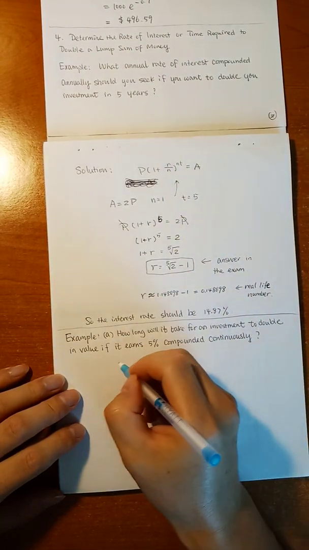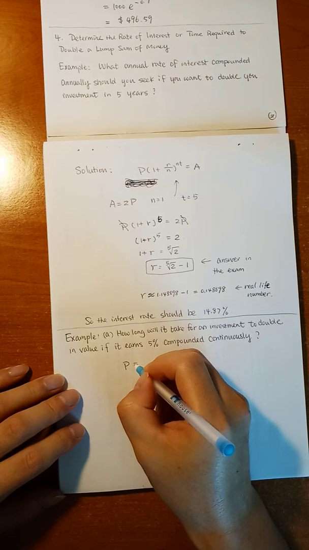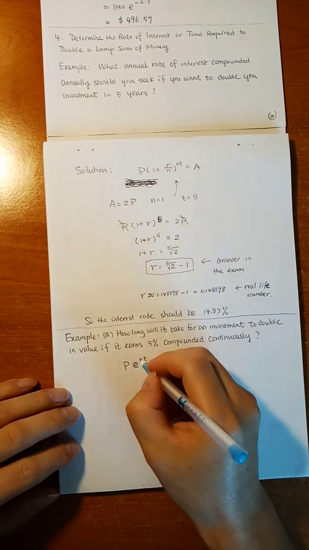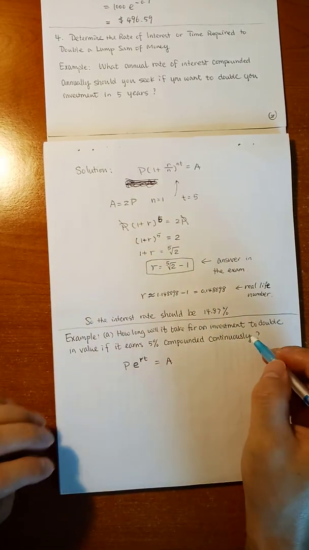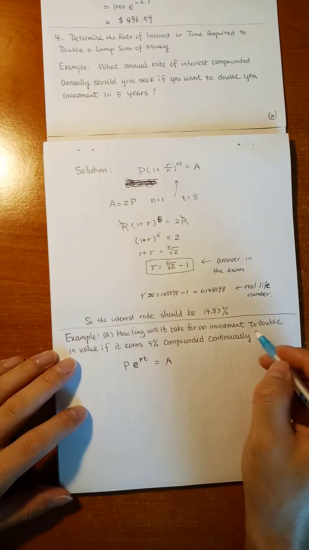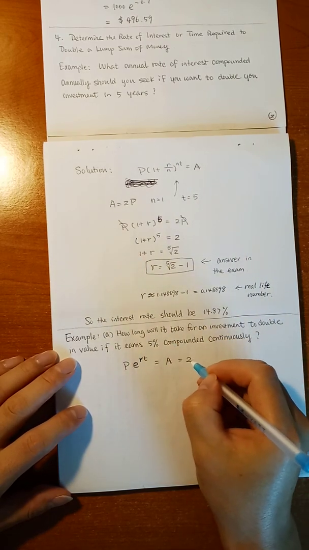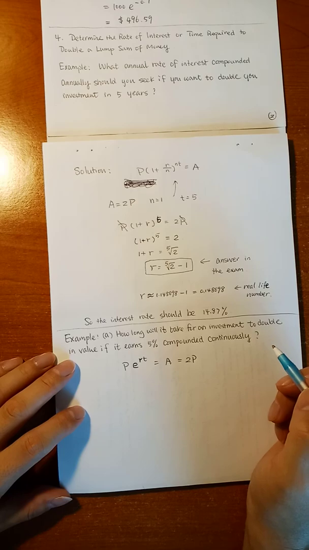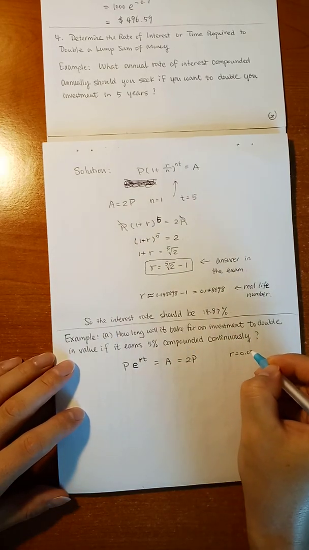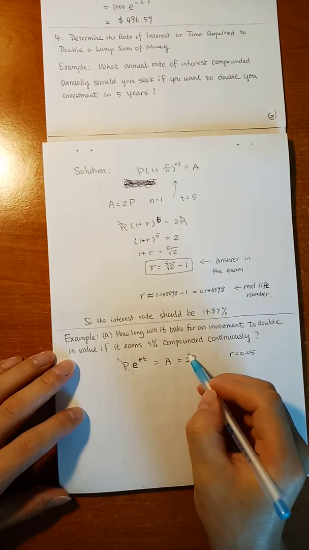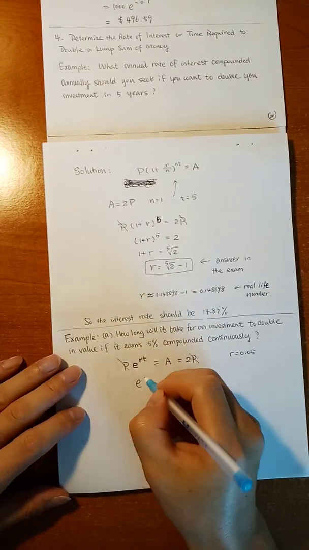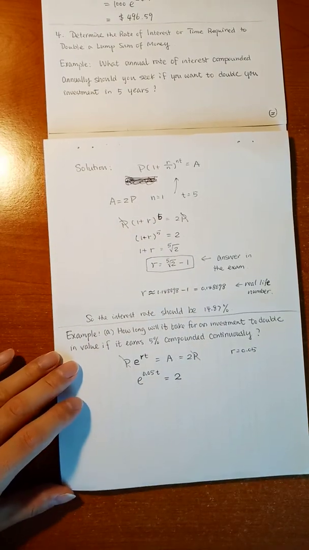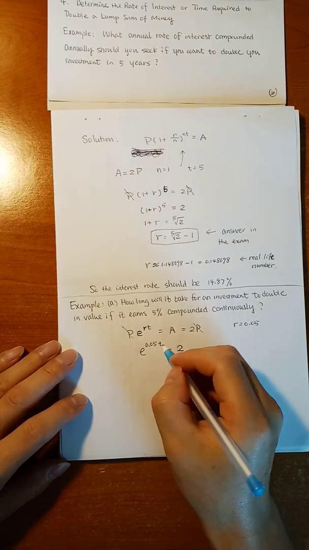Compounded continuously, so P times e^(rt) is A. You see compounded continuously, it's P times e^(rt) is equal to A. So here, the investment doubles the value, so A is 2P. And we're looking for t. r is 0.05. So first you cancel P from two sides. You get e^(0.05t) is equal to 2. Okay? e^(0.05t) is equal to 2.